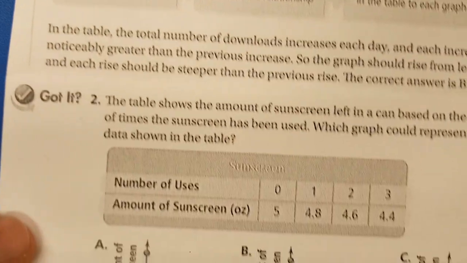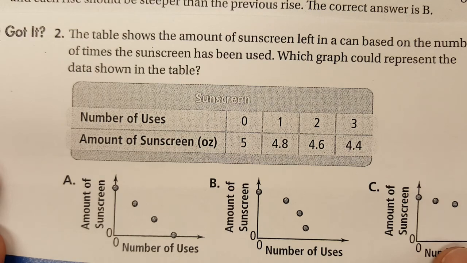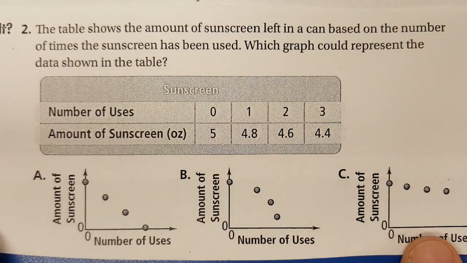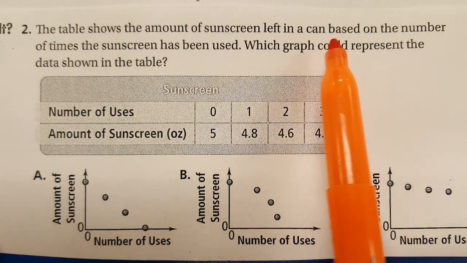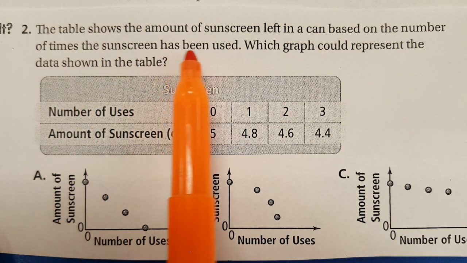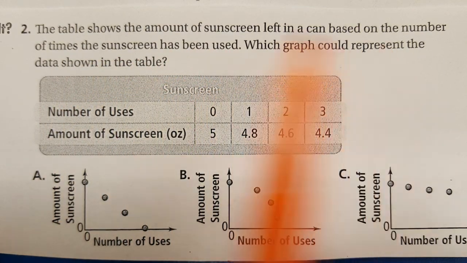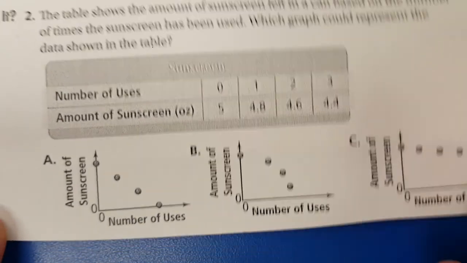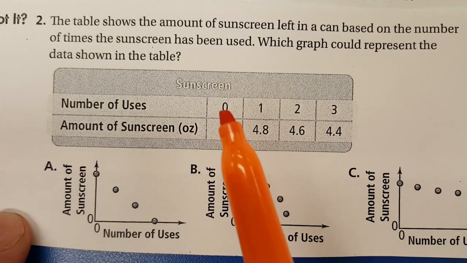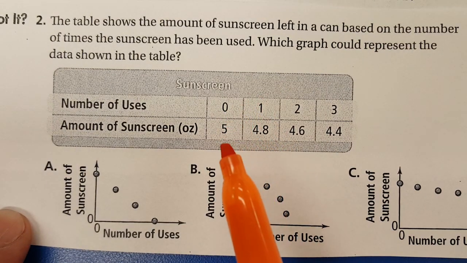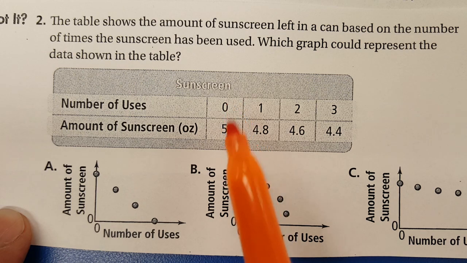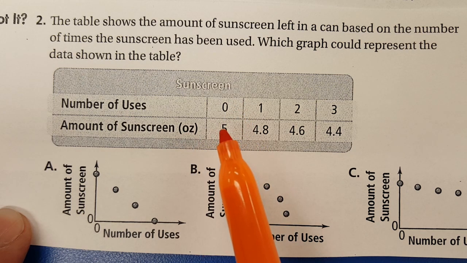Yep, moving on. What do you got here? Got a question. The table shows the amount of sunscreen left in a can based on the number of times the sunscreen has been used. Which graph could represent the data shown in the table? Okay, so we have usage. You haven't used it yet, so I'm guessing here's the total, friends. You haven't used any yet, and there's 5 ounces of sunscreen in there.